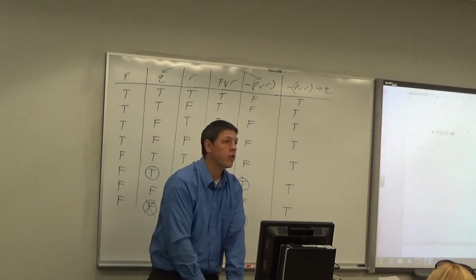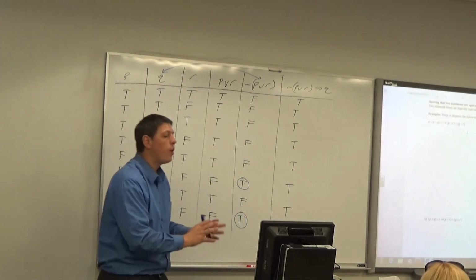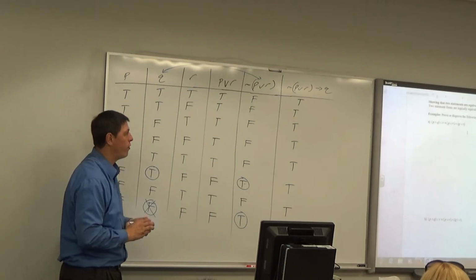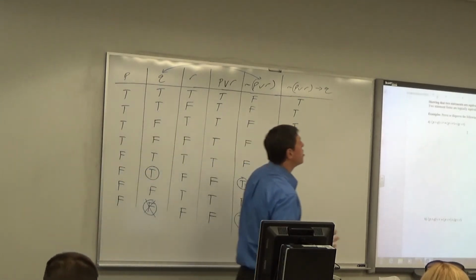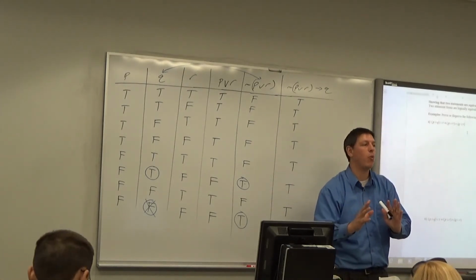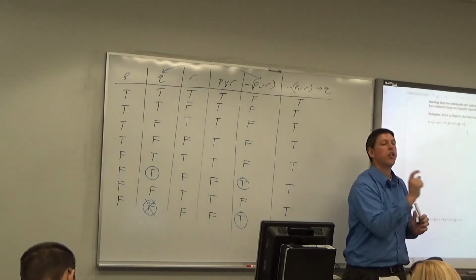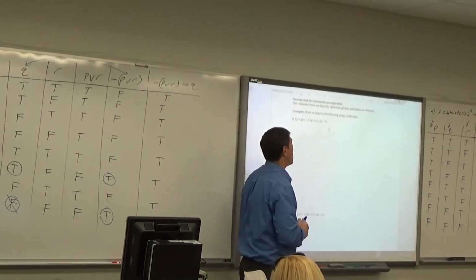All right, other questions, guys? Okay, so one way that we can show that two statements are equivalent is to use a truth table. Because if we take two statements and they have the exact same truth tables, that means they must be logically equivalent. So, basically, two statement forms are logically equivalent.